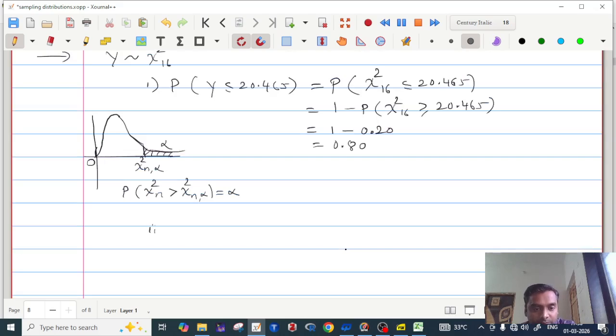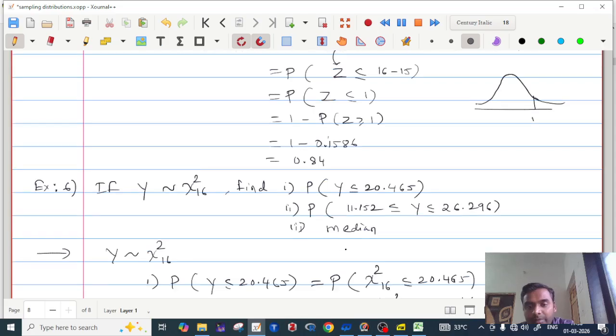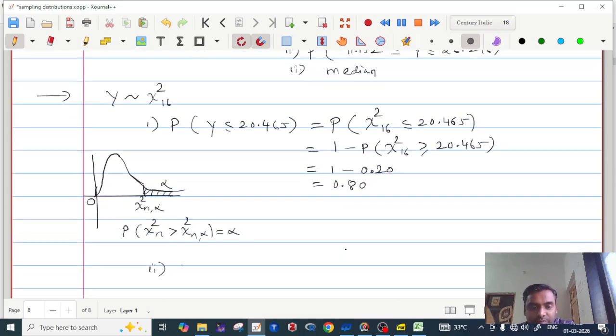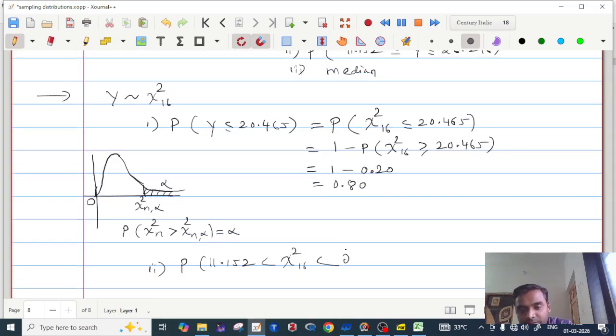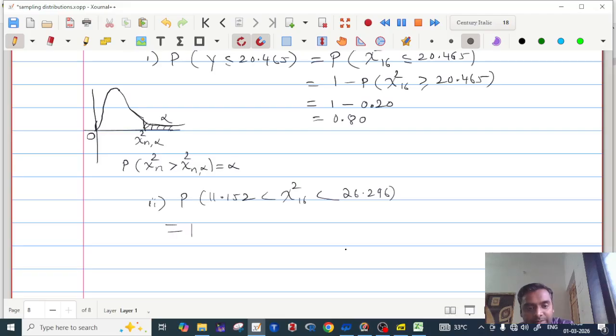Next one. Probability of 11.152 less than Y, where Y is chi-square 16, less than 26.296. Now, how to see this probability? See, suppose this is somewhere 11.152 and this is 26.296.